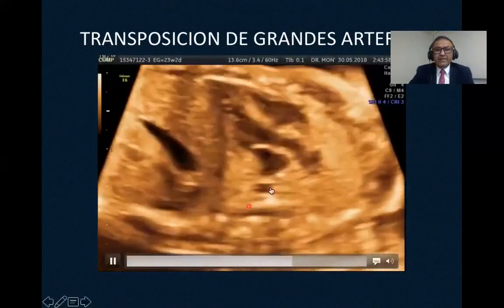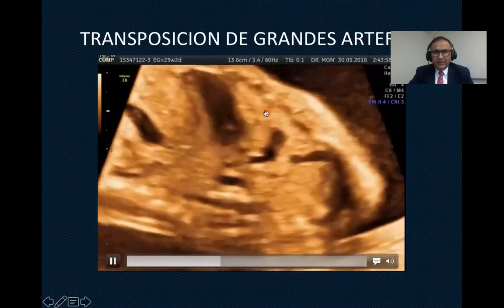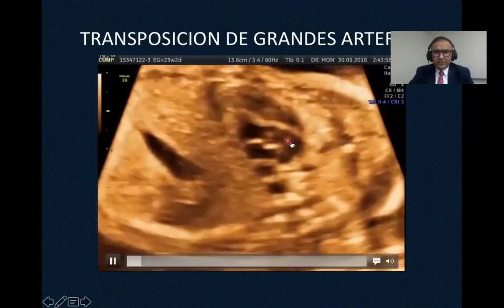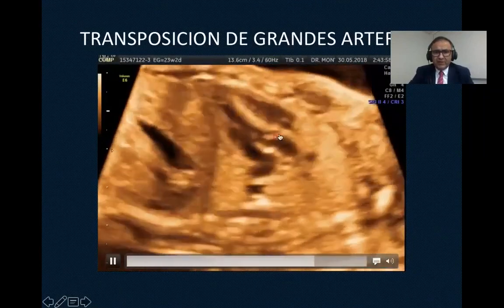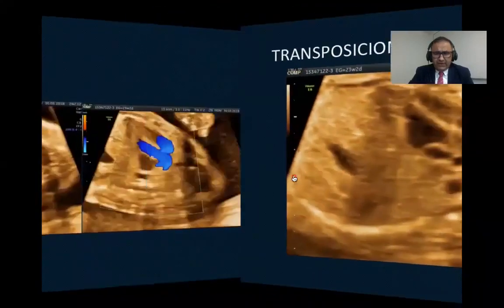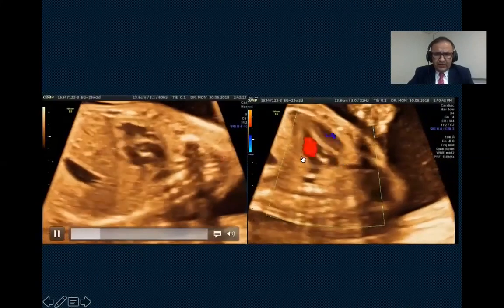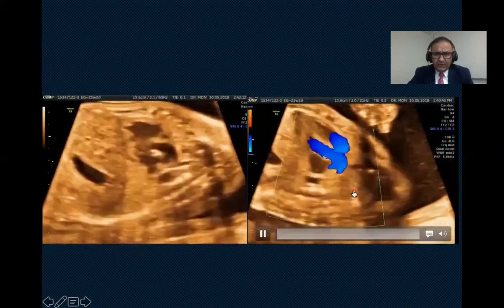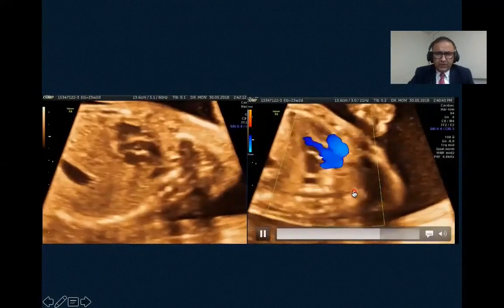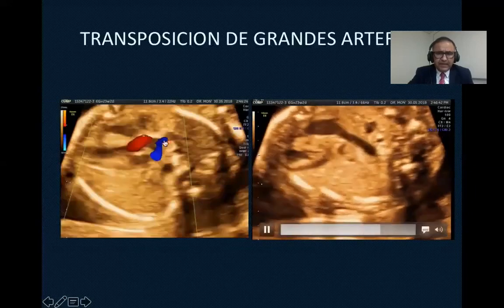Here we can see the vessels side by side, the aorta anteriorly and the pulmonary vessel posteriorly. Here, the semilunar valves can be seen side by side. This was a case that was identified at 21 to 24 weeks. Here, we see the same thing, the shotgun barrel sign with the 2 vessels side by side. There is antegrade flow in both the aorta and the pulmonary artery.